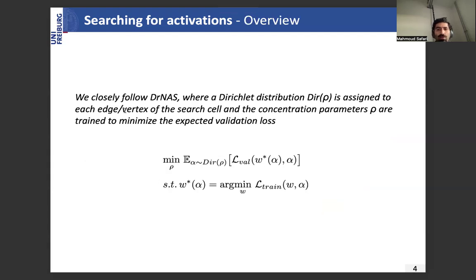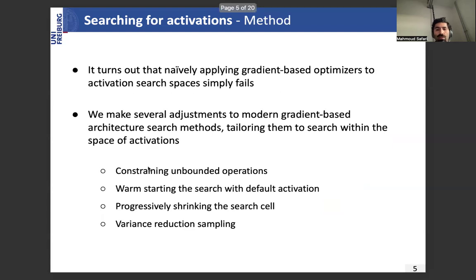In particular, we closely follow Dirichlet, where a Dirichlet distribution of the operation weights is assigned to each edge or vertex, which is then learned in a bilevel fashion together with the network weights. However, due to inherent differences between architecture spaces and the space of activations, naively applying gradient-based NAS methods to the space of activation functions simply fails. We therefore have to make a number of non-trivial adjustments to adapt gradient-based methods to the space of activations.